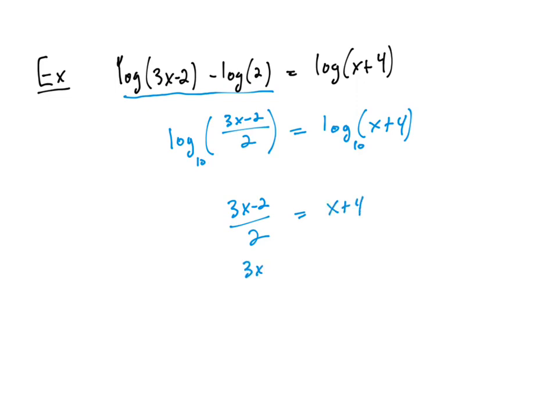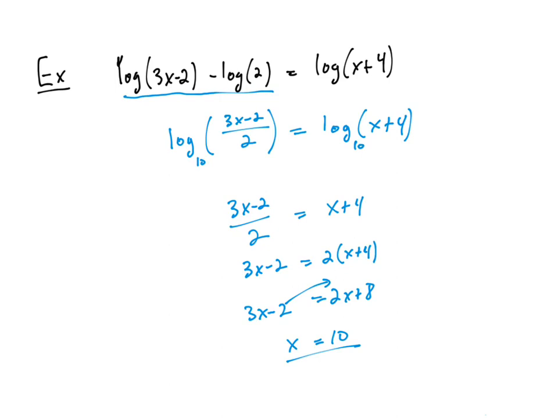I'll multiply both sides by 2. I get 2x plus 4 over here. Alright, so if I subtract 2x from both sides, I'm left with x. Then add this 2 over here. I get x is equal to 10.